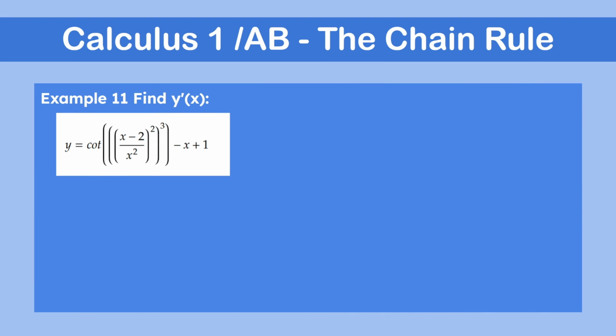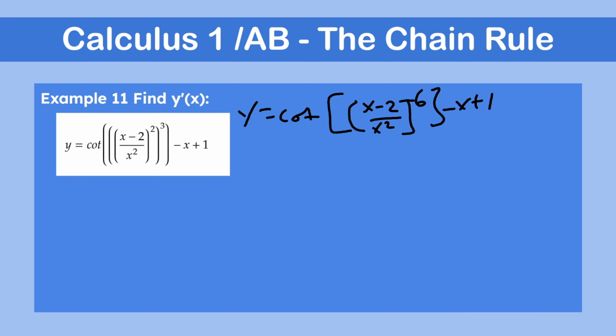Okay, so this is the last problem. It might seem a bit intimidating at first, but if you can notice that this is just a power raised to another power. So you can rewrite this to say y is equal to the cotangent of x minus 2 over x squared to the power of 6 minus x plus 1. So now this derivative has become a lot simpler. I mean the function, but well, the derivative as well.